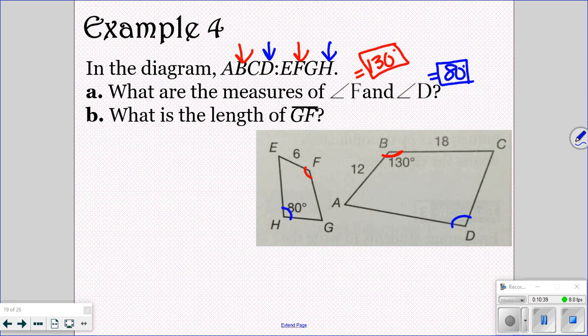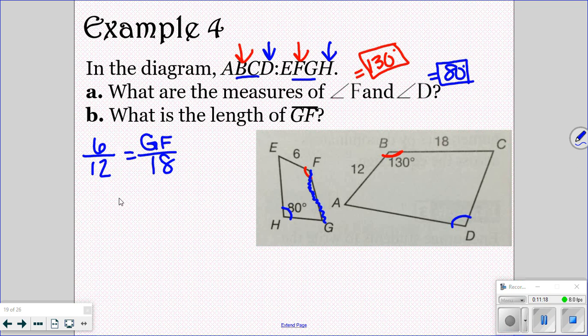Okay? And then we want to look for the length of GF. So we're looking for this side length here. So we need to set up a set of ratios. So they tell us 6 is EF. So if you look over here, EF is corresponding to the length of AB, and the length of AB is 12. And then we're looking for GF, and the one that is corresponding to GF is going to be CB. And they tell you that CB is 18.